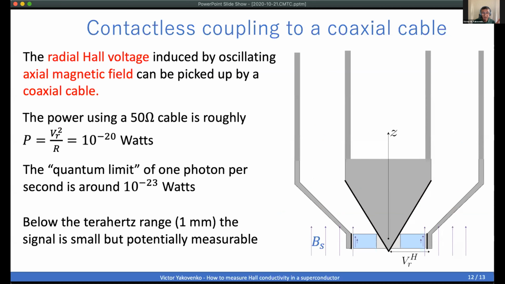And so we compared with signals of about 10 to the minus 20 watts. So the power is extremely small, but the quantum limit is like 3 orders of magnitude smaller. So hopefully it can be done. I'm not sure whether it's a very big challenge. So there is a chance it could be done.